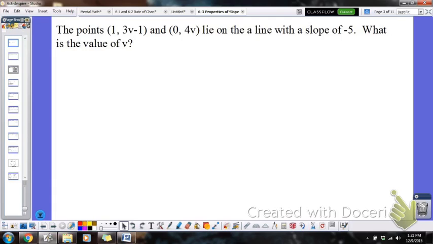Now I want you to go ahead and do this yourself. So pause the video, work it out yourself, use your slope formula, m equals y2 minus y1 over x2 minus x1. Substitute in those points and solve for v. So go ahead, pause the video, and whenever you're done, unpause it to get the solution.